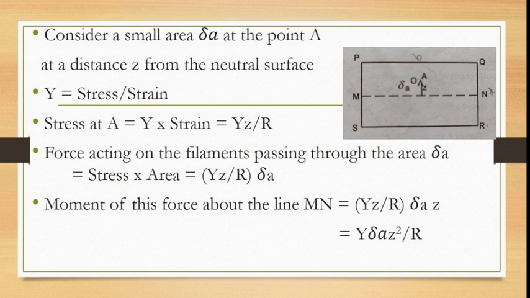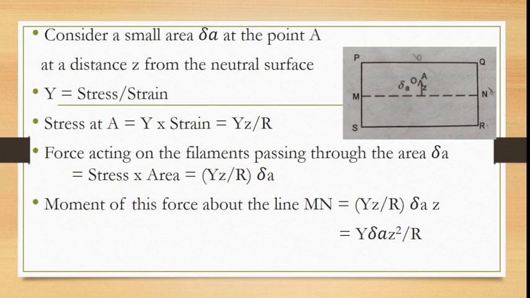And we had already considered an area PQRS, a segment or a portion PQRS, and we can divide it into small elementary areas. So we had already considered a small area delta A, isn't it? So we can consider the entire area PQRS as small elementary areas. And we can calculate the moment of forces acting on the filaments passing through the area. So how will we get the total moment? Adding all these moments, we will get the total moment, which is equal to the bending moment.